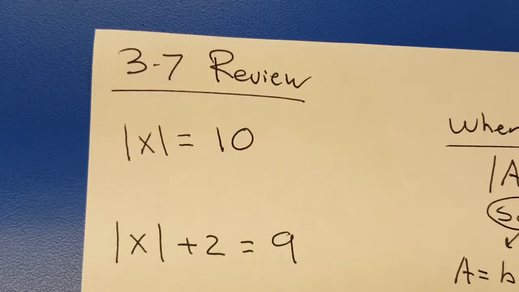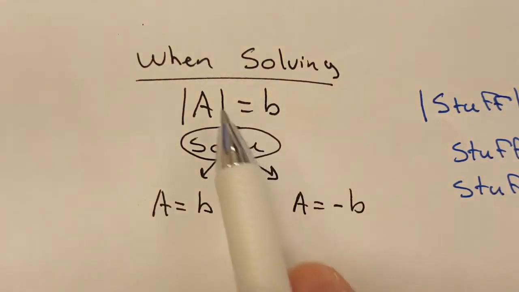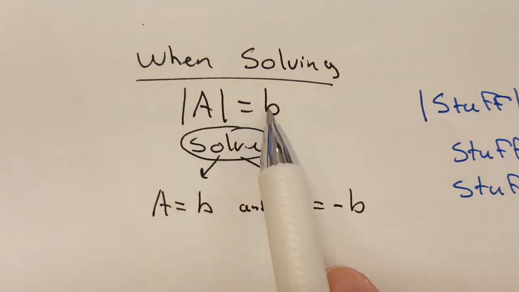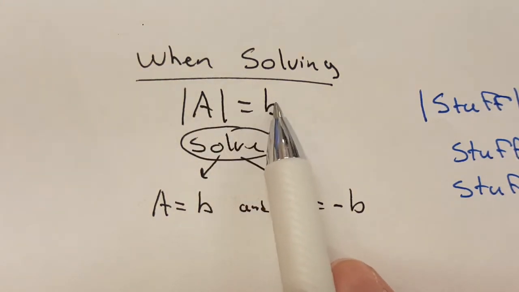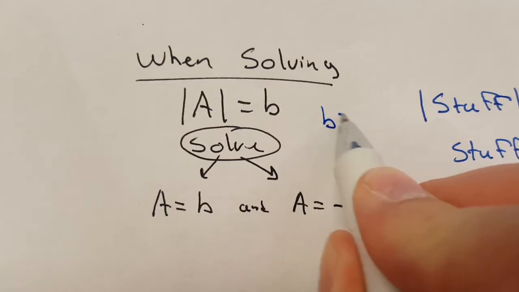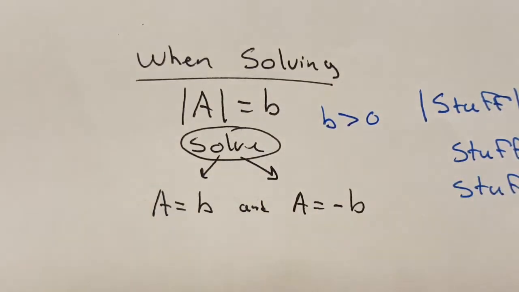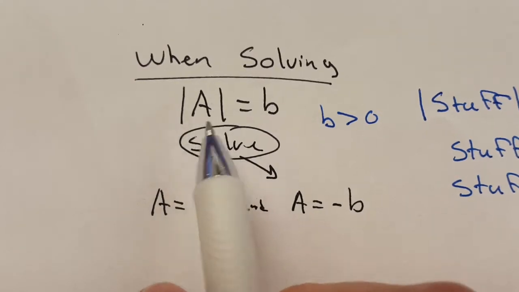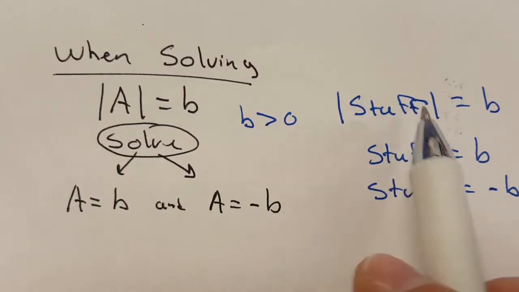A quick 3-7 review. So we're talking about absolute value equations. When you're solving an absolute value equation and it equals a positive number, by the way, it can only work when the number over here is greater than 0. What you need to do is solve whatever the stuff inside the symbol is.